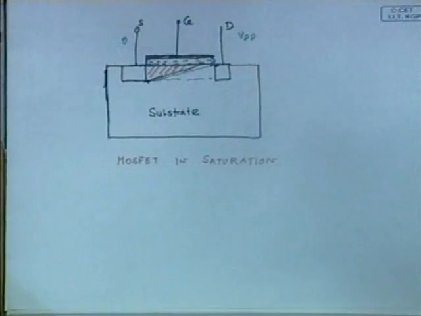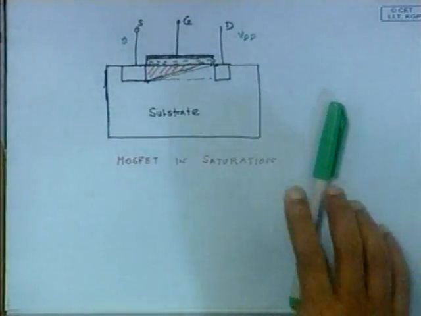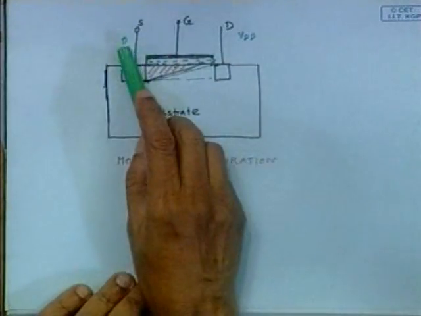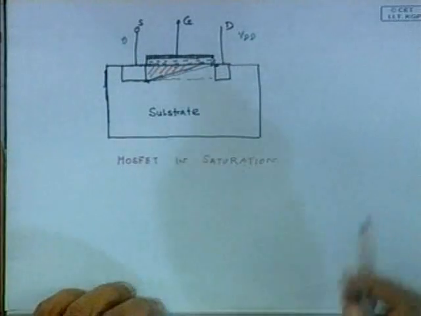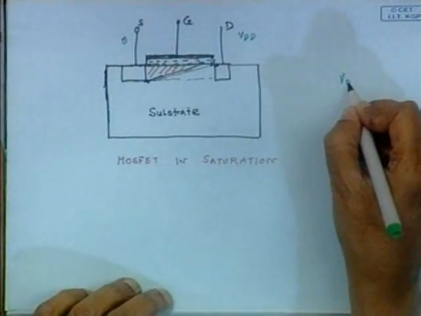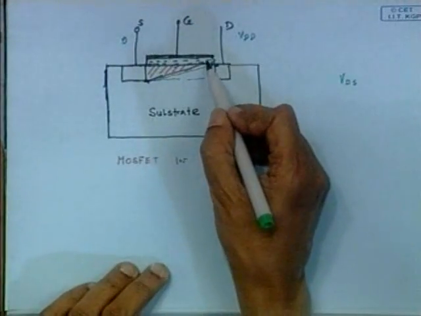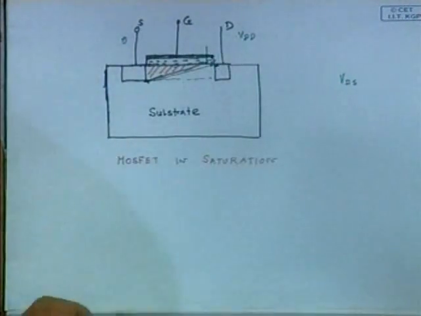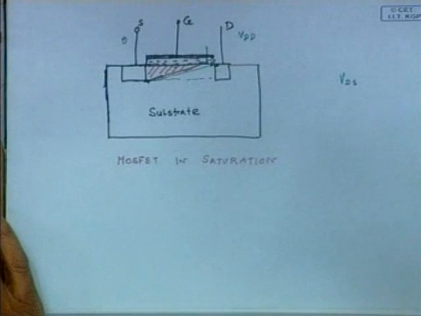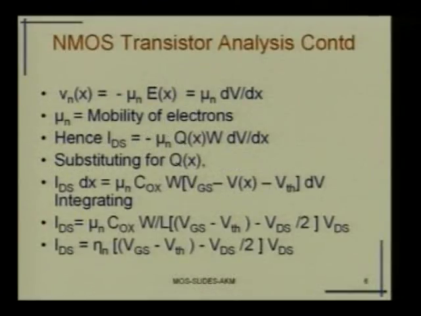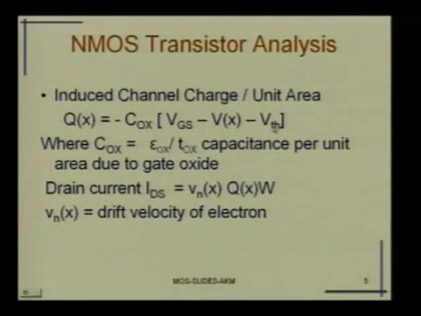Now, what happens if I go on increasing the voltage, that is VDS, if I go on increasing the VDS? Now, as the VDS becomes greater, then slowly what happens? What is the voltage here? If you look at the equation which we had derived, while deriving the equation for the charge, we were looking at the VGS minus Vx.